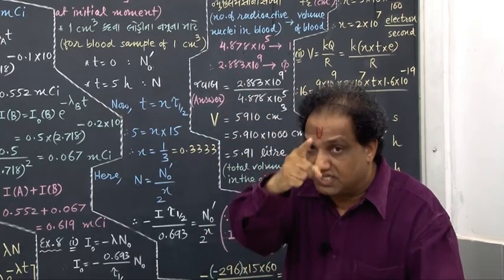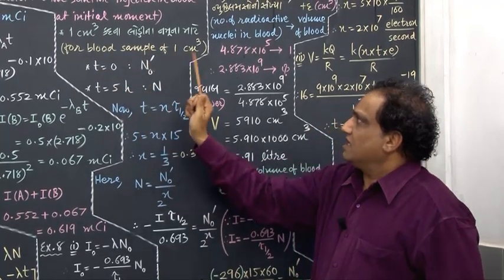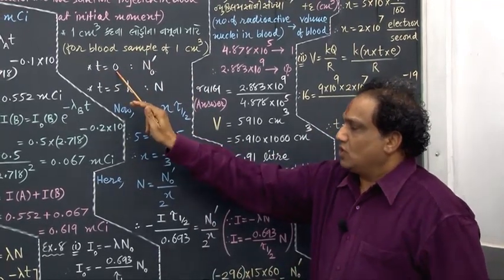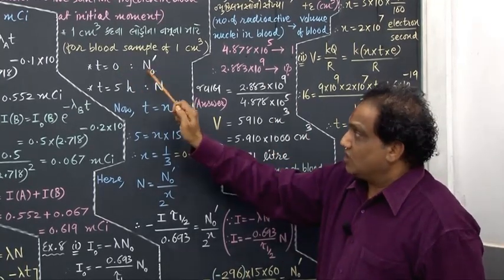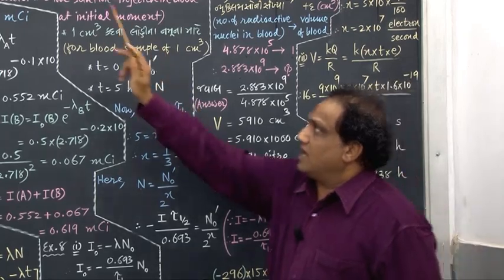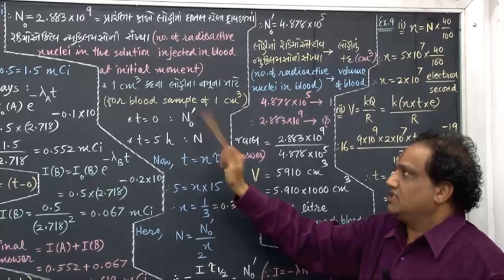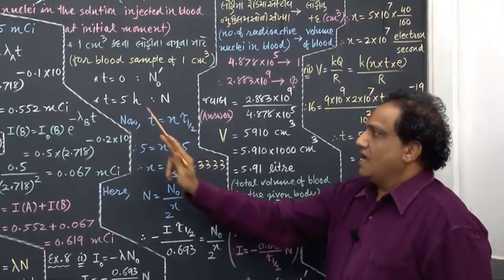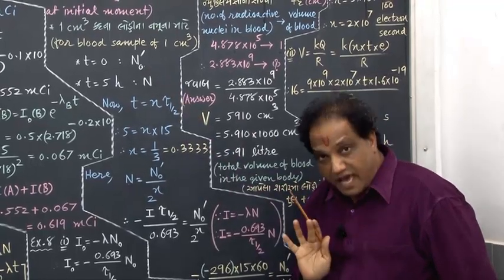Now I am talking about that sample. For that blood sample of 1 centimeter cube, at time t equal to 0, the number of undisintegrated atoms is suppose n0 dash. This initial number and the earlier initial number, both of them are different, so I am giving a different symbol here, n0 dash. Fine. At the end of 5 hours, that number is smaller than this, let it be capital N.